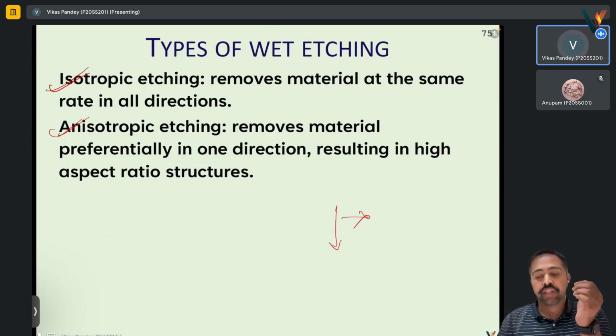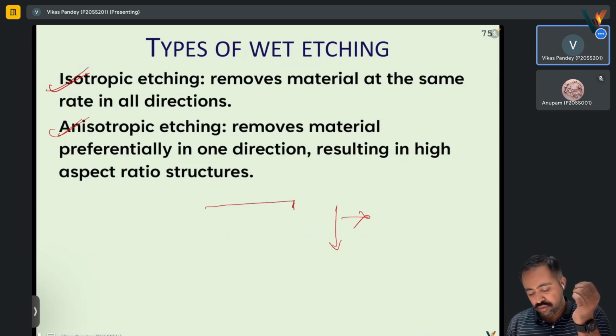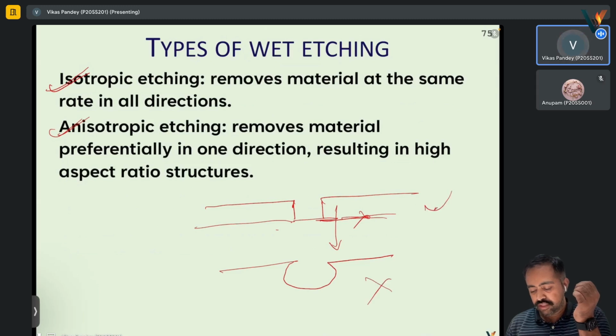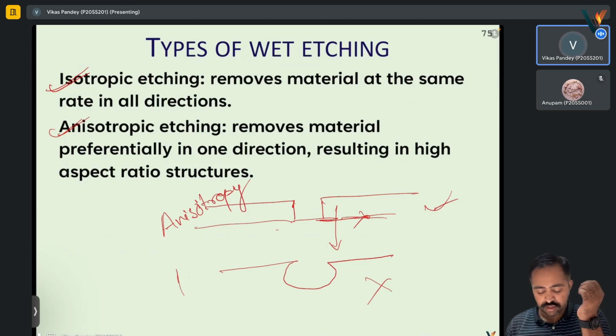Otherwise, although we were thinking of a pattern like this, we will get a pattern like this. So we don't want this, we want this, and this can be achieved using anisotropy. Isotropic etching is not always preferred.